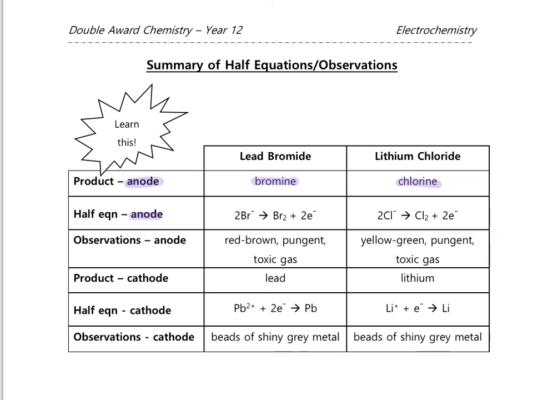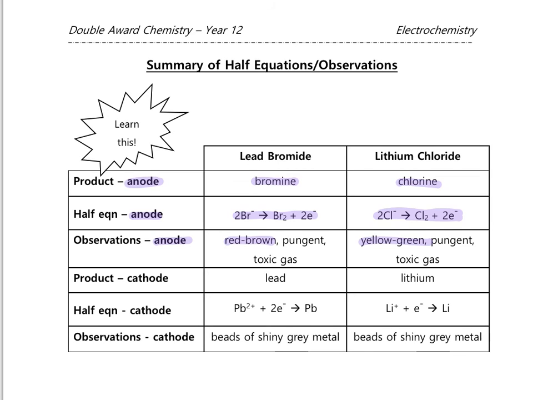The half equation will also take a similar format. So once you've learnt one, it's just changing the symbol essentially. So you've got 2Br⁻ going to Br₂ + 2e⁻. And you can see it's a very similar half equation for chlorine, just swapping the symbol. Okay, again, observations, there's similarities. With lead bromide, it's a red-brown pungent toxic gas. With lithium chloride, it's a yellow-green pungent toxic gas. So just learn the two different colours.